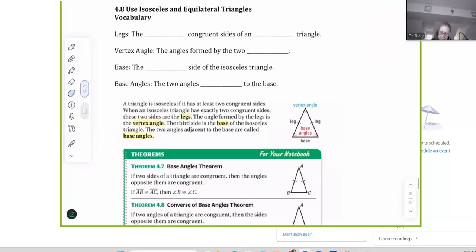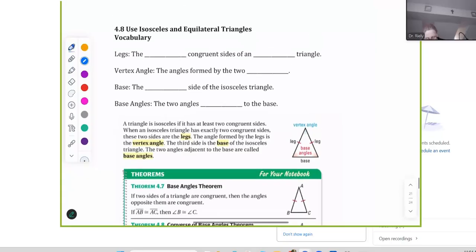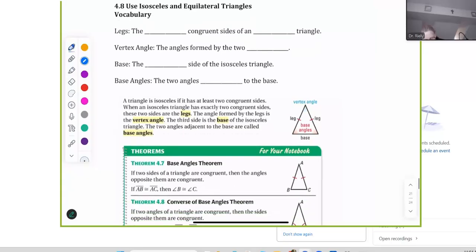Okay, here's our last section. It's section 4.8. So this says isosceles and equilateral triangles. Remember, isosceles means that you have two equal sides, and equilateral is that you have three equal sides. Okay, so you want to know that vocab going into it.